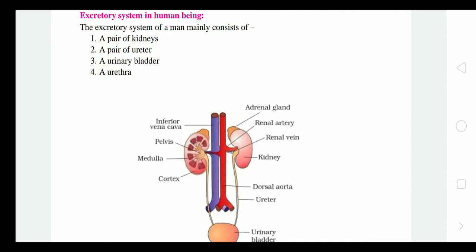Good morning, students. Today we are going to start with the next part of this chapter, that is excretory system in human being.